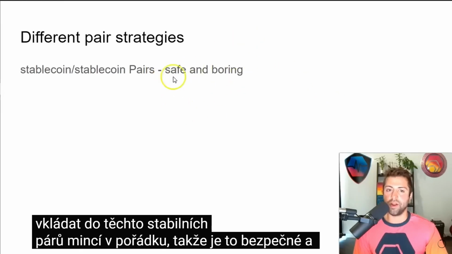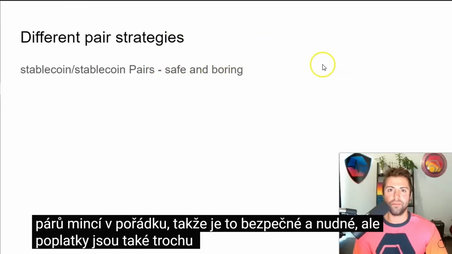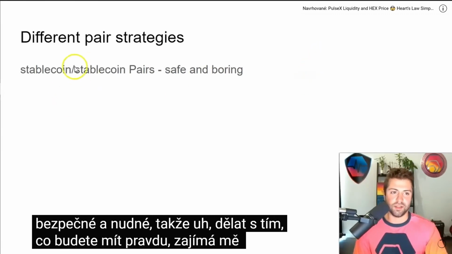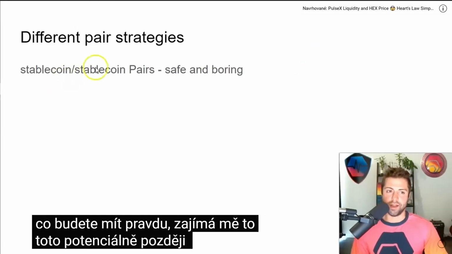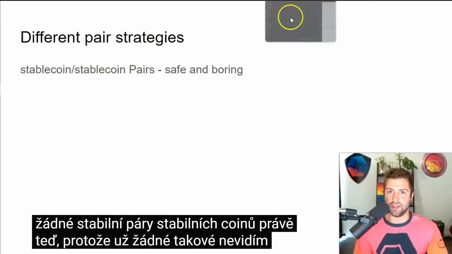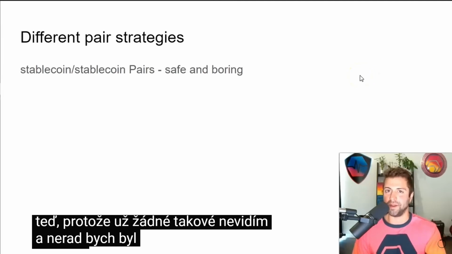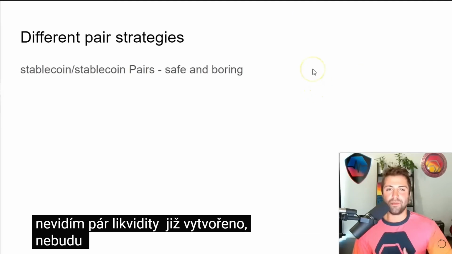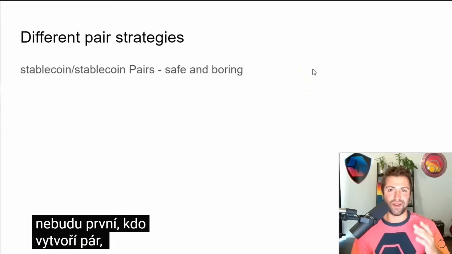So it's safe and boring, but the fees are also kind of low, but it is safe and boring. So do with that what you will, right? I'm interested in this potentially later on. I don't have any stablecoin pairs right now. That's because I don't see any that already exist, and I don't like to be the guinea pig on anything. Personally, if I don't see a liquidity pair already made, I'm not going to be the first guy to create the pair. Basically, that's what I'm saying.